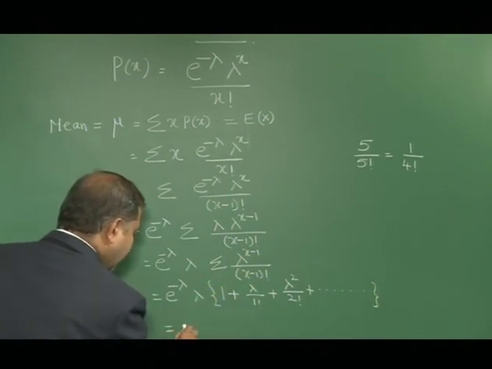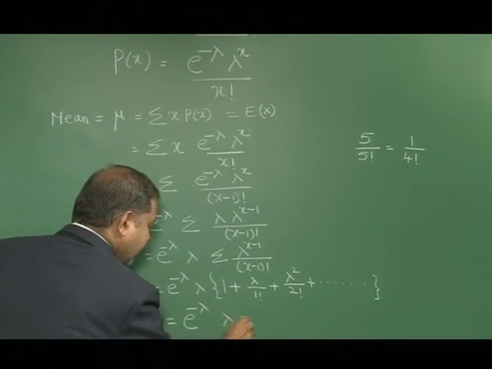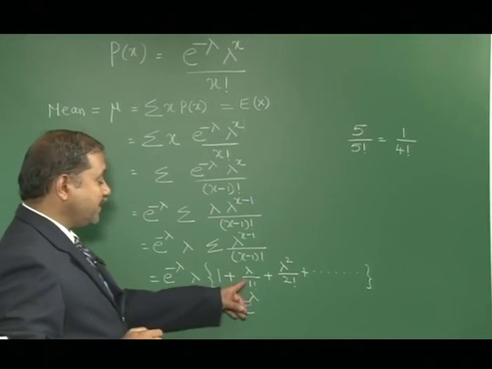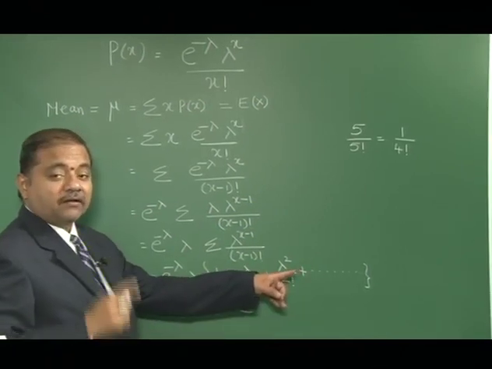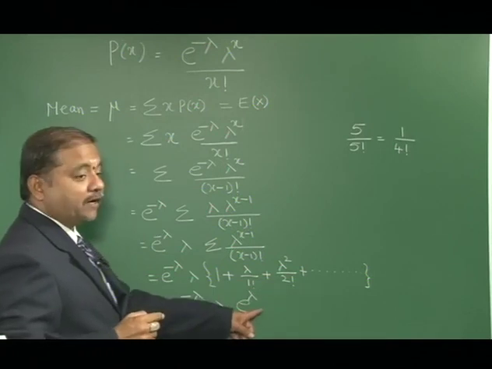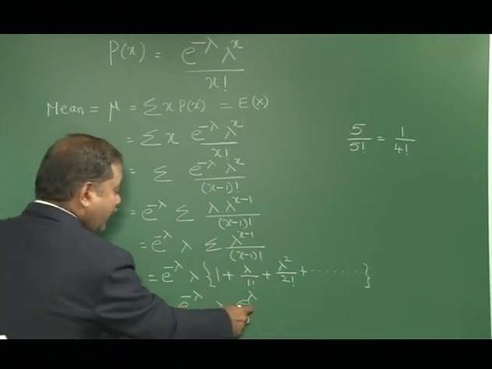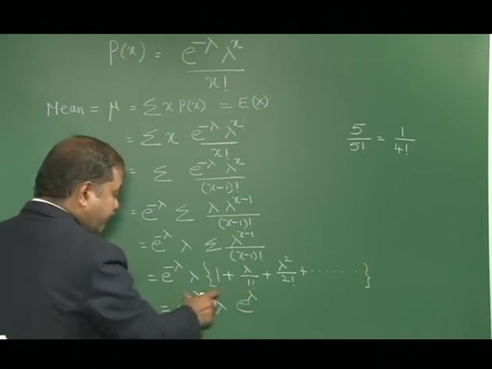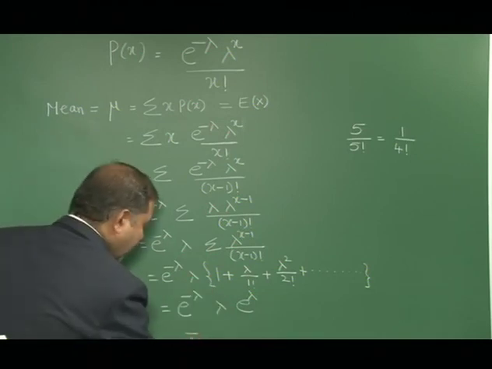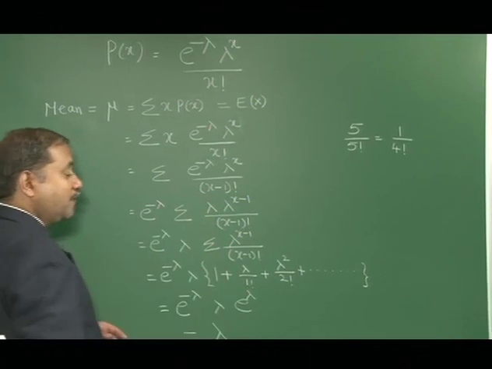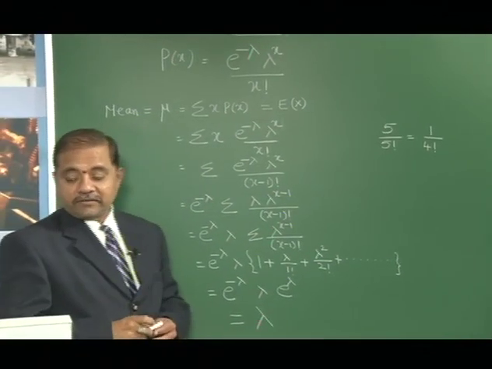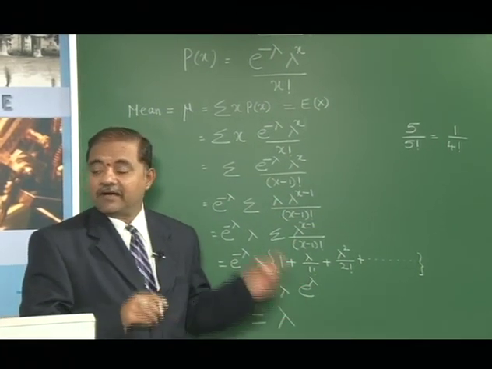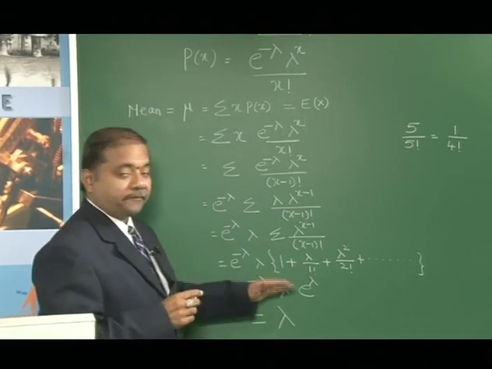This is a well known series. What is the series? It is e power lambda. That means e power x equals 1 plus x by 1 factorial plus x square by 2 factorial, etc., which is e power x. So like that, e power lambda. Now these two combine together: e power minus lambda, e power lambda, e power 0, 1. So my answer is going to be lambda. So I got the mean of the Poisson distribution as lambda. Simple derivation.